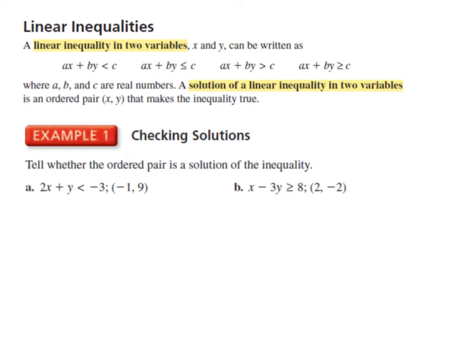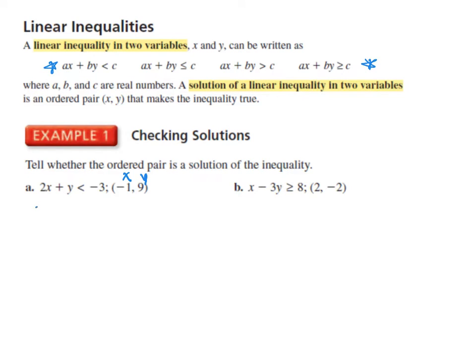A linear inequality in two variables, x and y, can be written as it shows here, right? These are all examples of linear inequalities in two variables. They have x's and y's. A, b, and c are just any numbers. We check whether ordered pairs are solutions to inequalities the same way we did for equations. We plug the numbers in for x and for y, and we see if it makes a true statement.